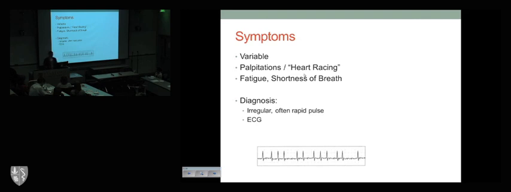That's on one end of the spectrum. On the other end of the spectrum, there are folks who go into this very rapid heartbeat but don't really notice it, don't really feel it. So it varies quite a bit. Really, the way to make the diagnosis goes back to electrocardiogram. So on the electrocardiogram, we can see this irregular heart beating.